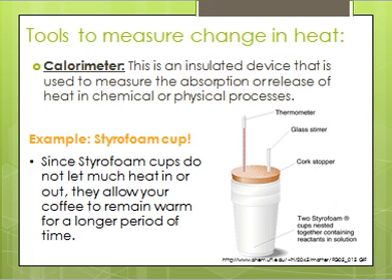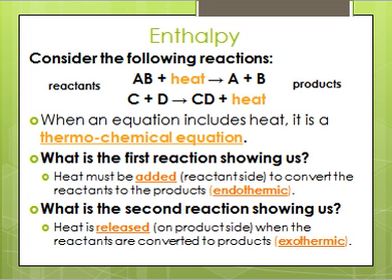In the specific heat lab, we're going to be looking at using a soda can as a calorimeter to measure heat absorbed and released. All right, let's start talking about enthalpy. If we look at these two reactions up top, you have AB plus heat yields A plus B. The heat is written on the left-hand side of the arrow. Remember, if you're on the left of the arrow, you're a reactant. In the second equation, you have C plus D yields CD plus heat. The heat is on the right side of the arrow, meaning it's a product.